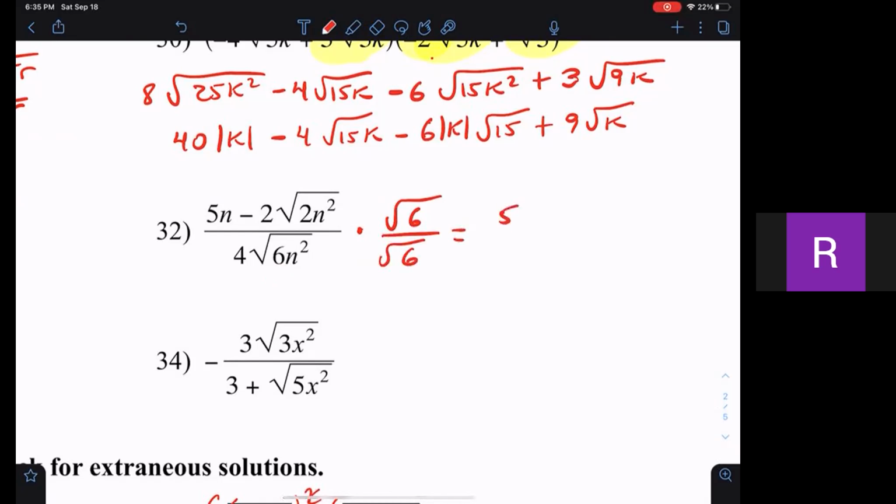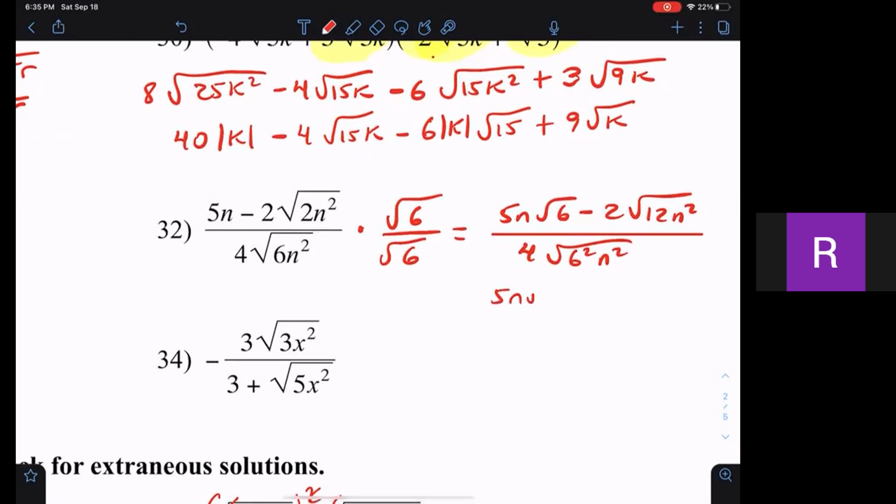So this is going to be 5n root 6 minus 2 root 12n squared, over whatever this thing is, right? So this is going to be 6 squared, n squared. So we have 5n root 6 minus, 12 is 4 times 3. So the square root of 4 is 2, so that's going to be 4. The 3 is going to stay inside.